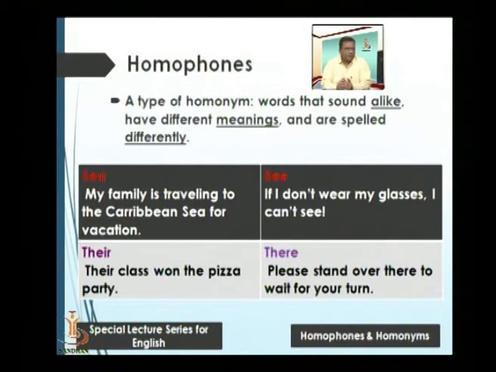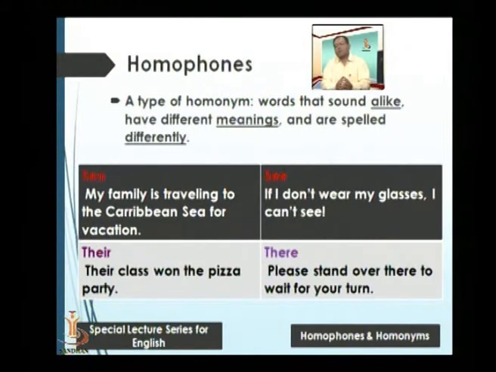I can give examples. My family is traveling to the Caribbean Sea for vacation. So I am using that word sea, S-E-A, in the context of ocean. Another is S-E-E. If I don't wear my glasses, I can't see. It means I am not able to see something. In that context it is used.